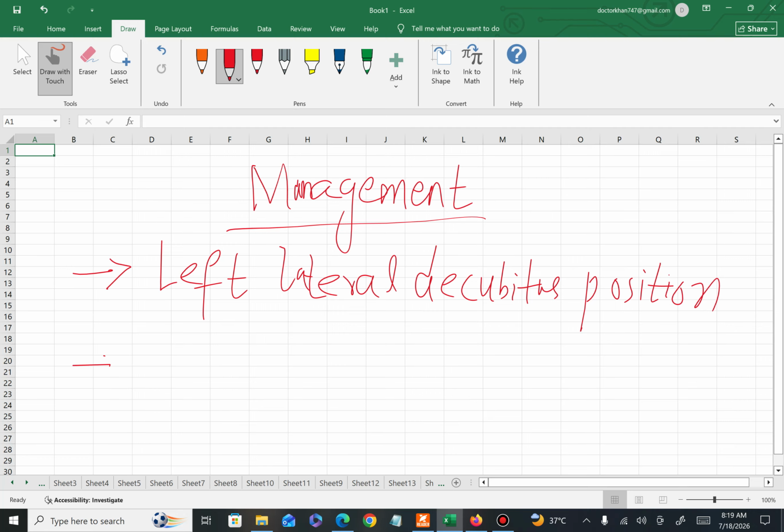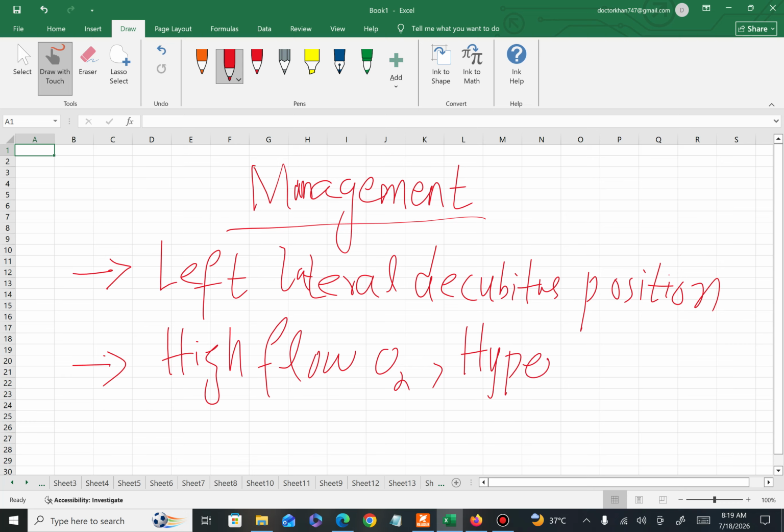Then after that we will give high flow oxygen, or in severe cases we can also give hyperbaric oxygen. Hyperbaric and high flow oxygen shrink the venous air embolism.